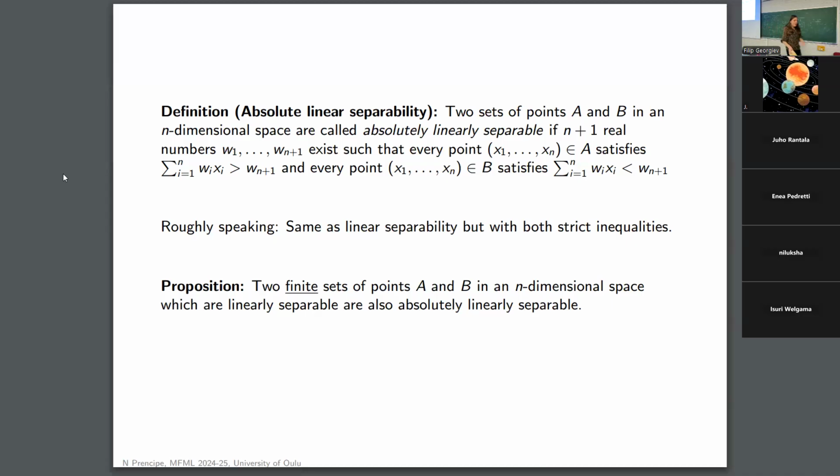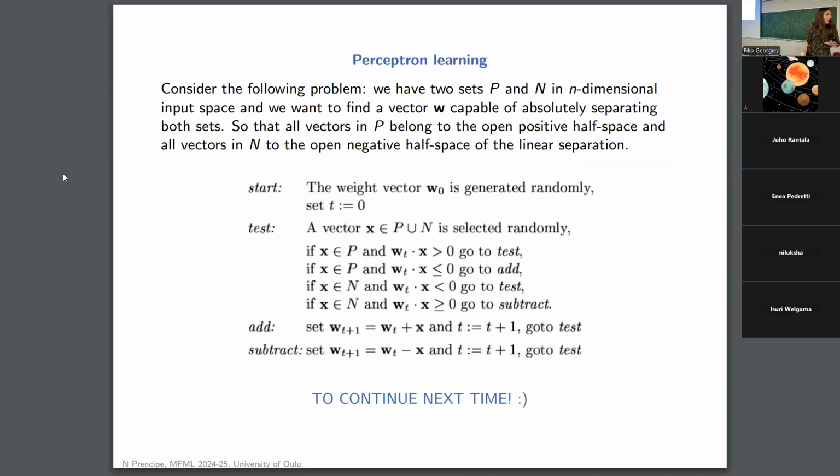So what we're going to prove next time is this. We have points, some of which I call positive and some negative. I assume they are absolutely linearly separable, the definition I just gave you. And then I have an algorithm that, starting from a random set of weights, finds the weights such that the hyperplane corresponding to those weights splits the points. And this is the algorithm that we do next.